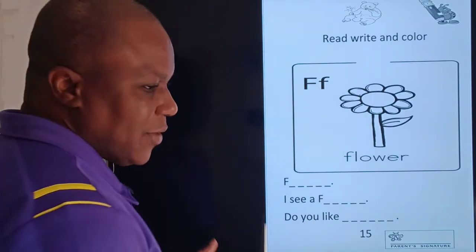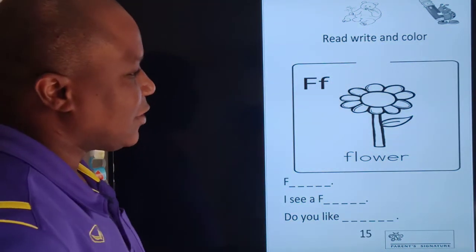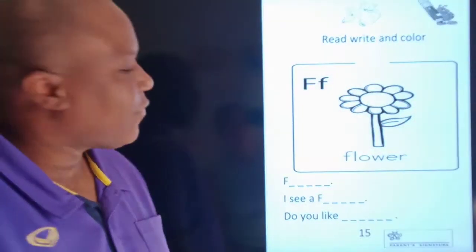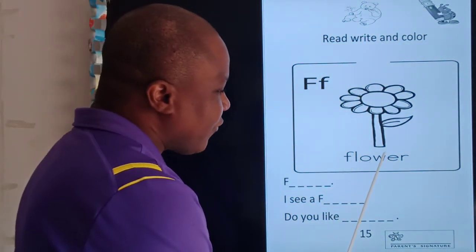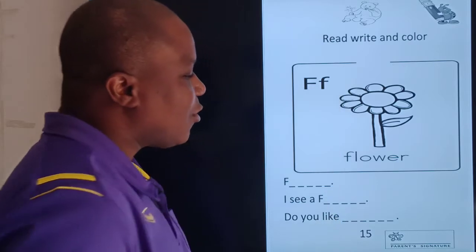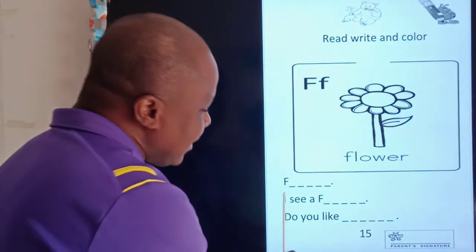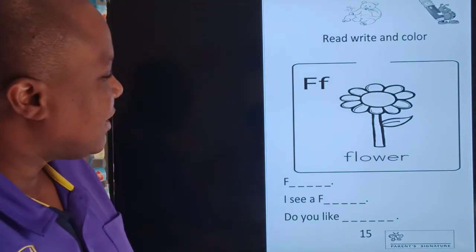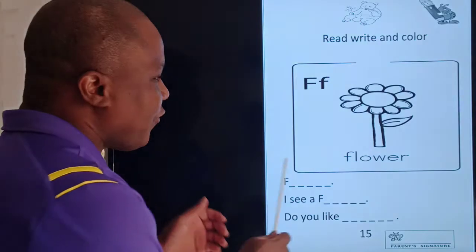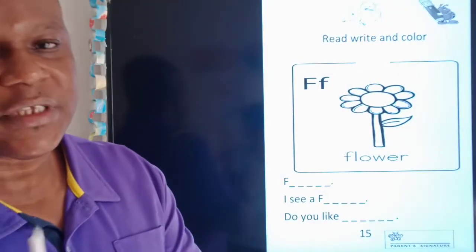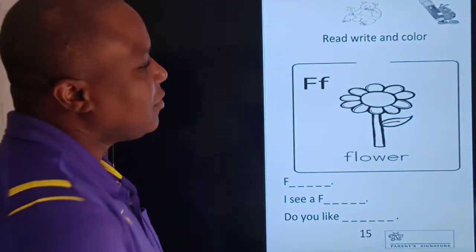So from the beginning, you're supposed to understand how many letters are in flower. You ask yourself how many letters are in flower. You count it. 1, 2, 3, 4, 5, 6. So we have 6 letters. So now when you are writing it, you understand the spelling, and you will memorize the spelling of flower. That is the most important thing you need to understand from what you are going to do.